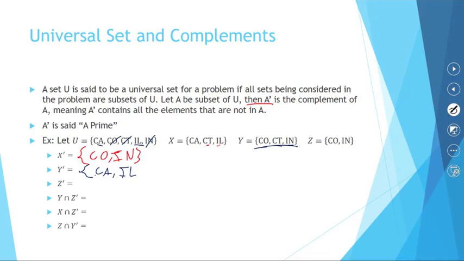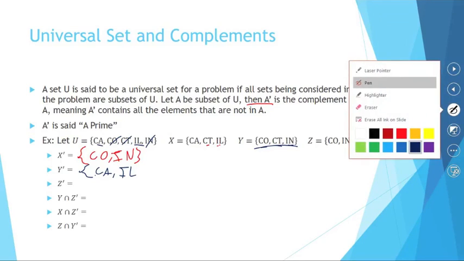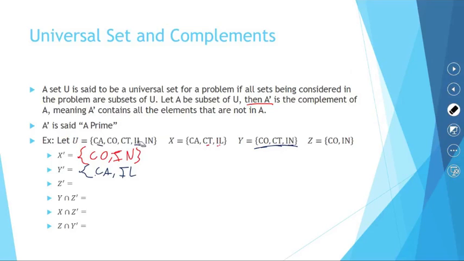Set Z prime. So Z is CO and IN. So all the elements that are not CO and IN would be the elements CA, CT, and IL.